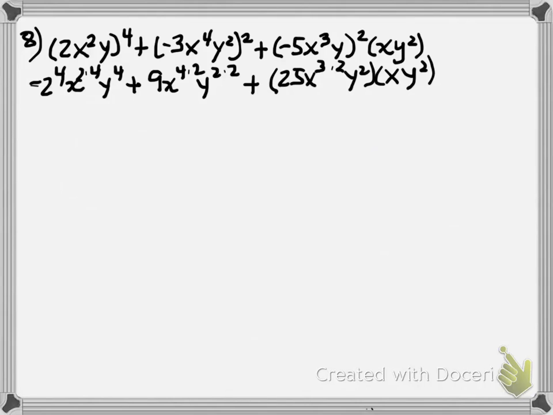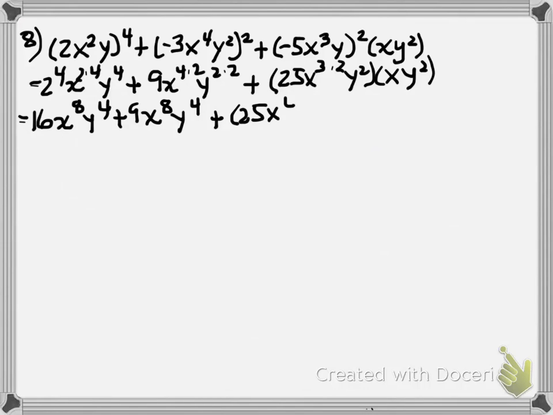All right, so let's do out the math with what I can. 2 to the 4th power is 2 times 2 times 2 times 2, which would give me 16. x to the 8th, y to the 4th, plus 9, x to the 8th, y to the 4th. And then over here, I'm going to get 25 x to the 6th, y squared times the xy squared.